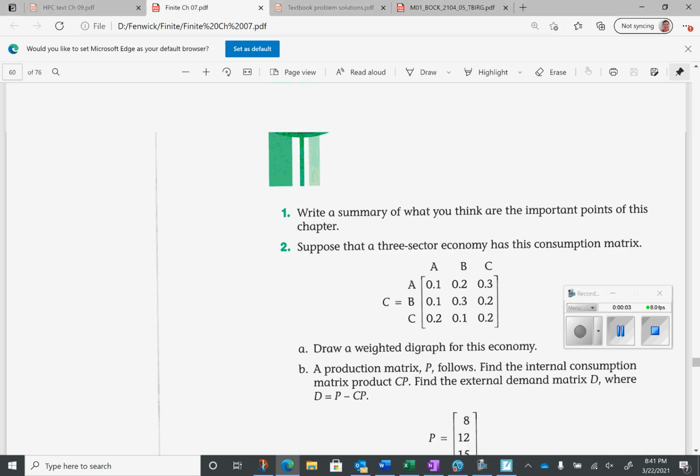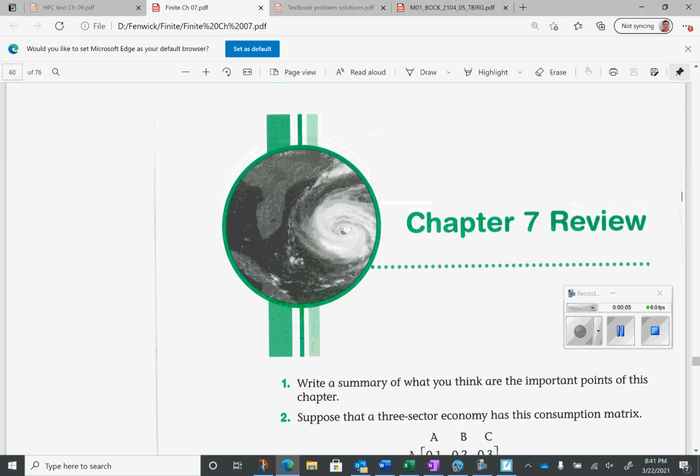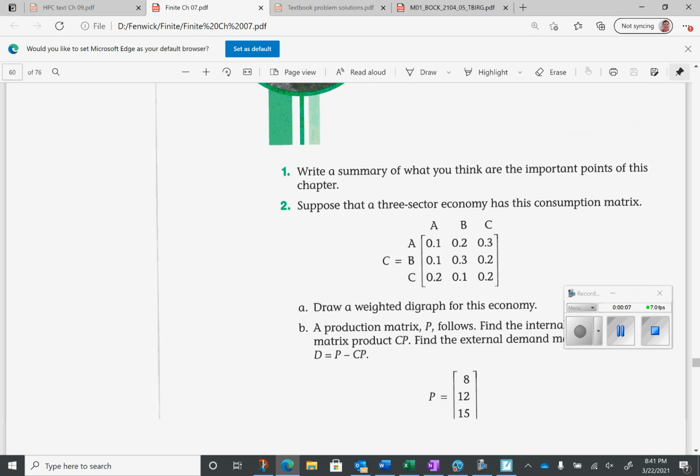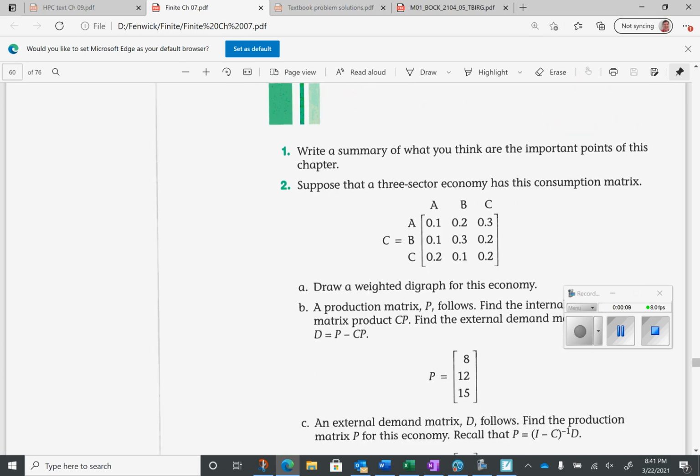to go through some of, not necessarily all, of the chapter review questions in anticipation of the test next class. Number one asked you to write a summary of what you think the important points are for this chapter. Well, yeah, an important point, make sure that you bring your calculator.